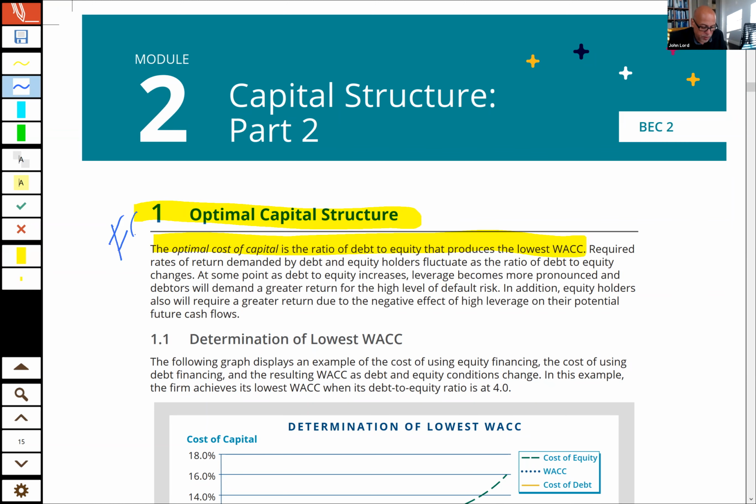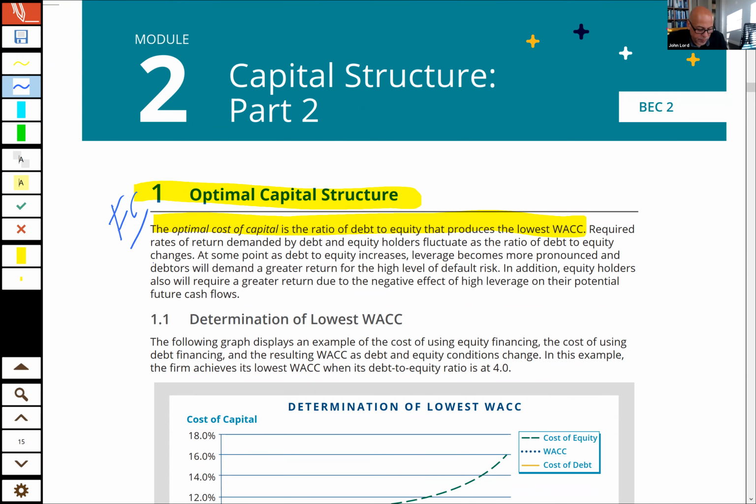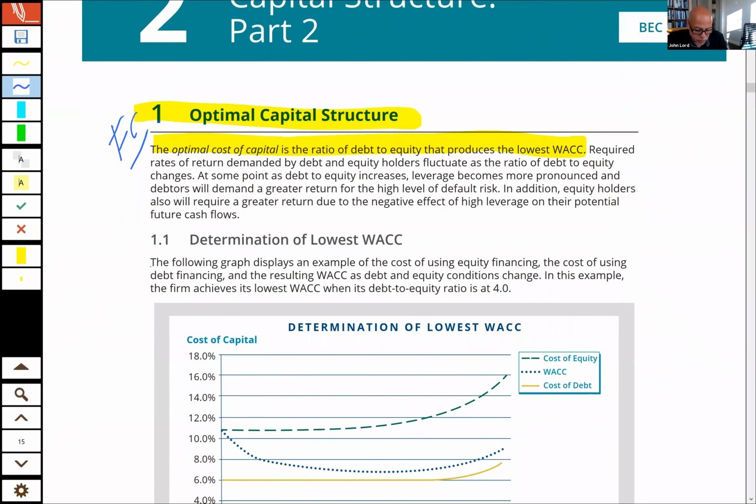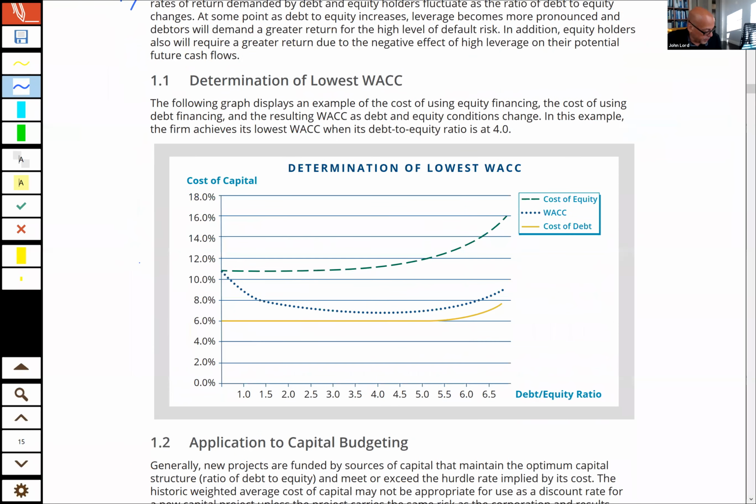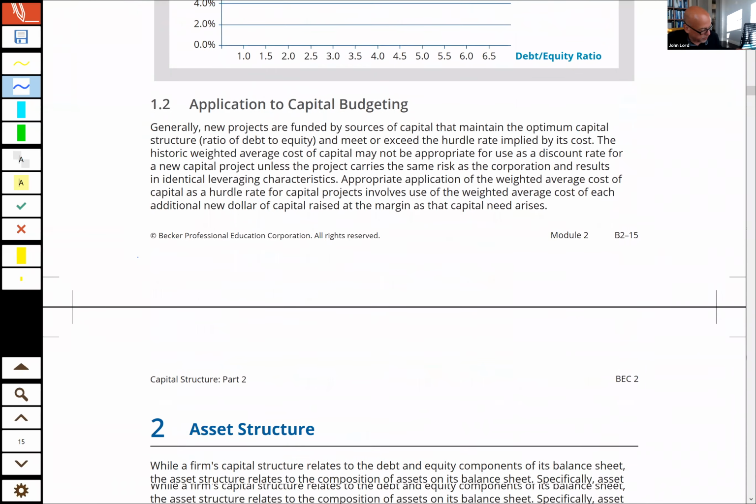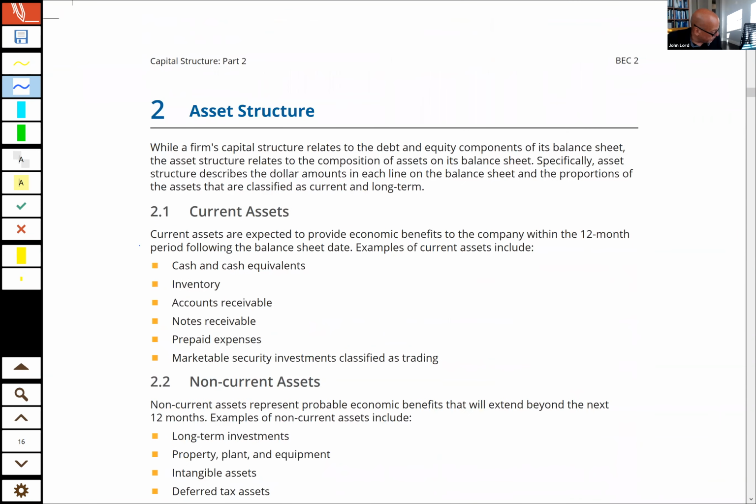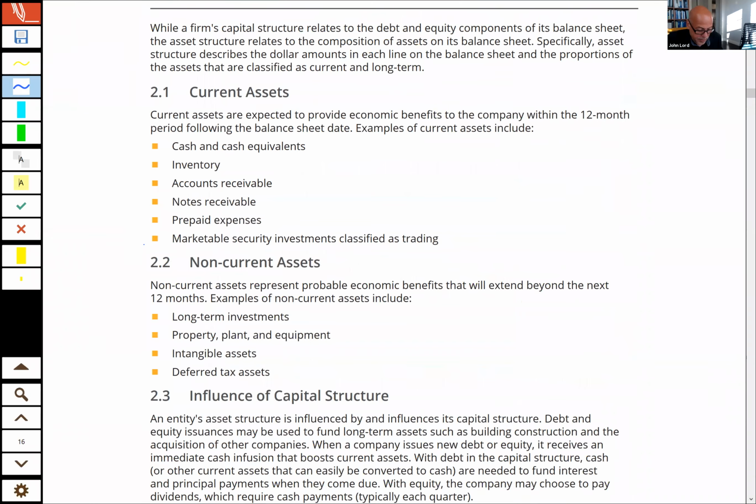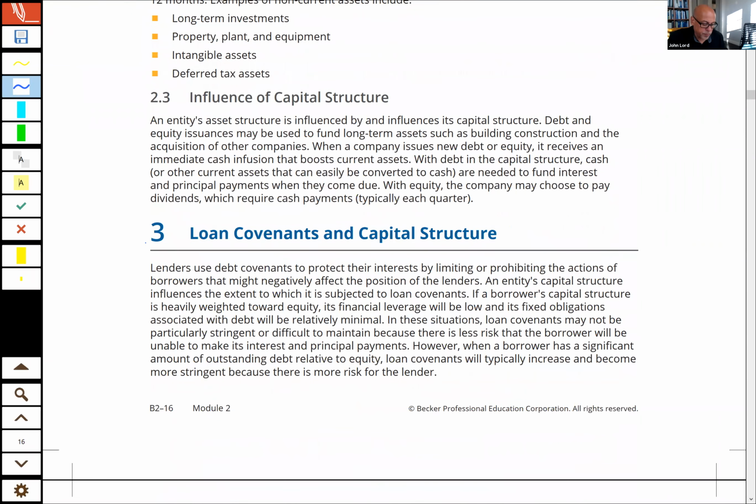No one is going to be asking you to take a derivative of the formula to come up with the minimum cost of capital. So don't worry about having to do that. Just know that the optimal capital structure is one with the lowest weighted average cost of capital. Okay, all right, good. Come over and let's flashcard something about loan covenants down here.